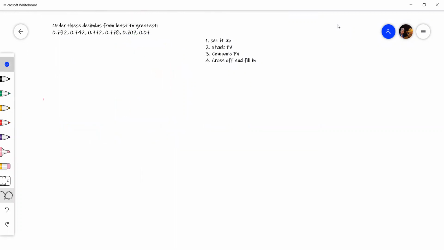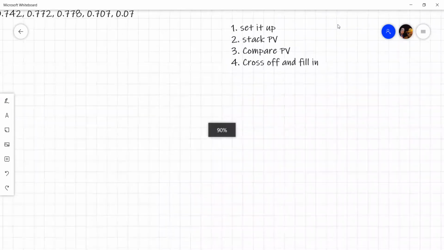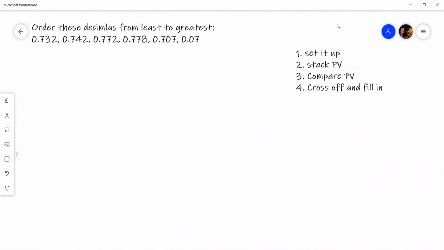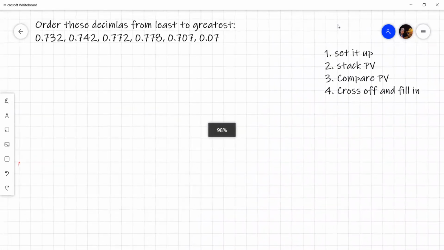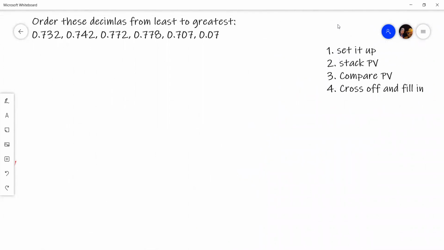All right, so let's do this problem here that somehow someone had magically done for us before we got there. Talk about the matrix. All right, order these decimals from least to greatest. So again, we're going to follow these four steps. We're going to set it up, stack the place values, compare our place values, and then cross off and fill in.